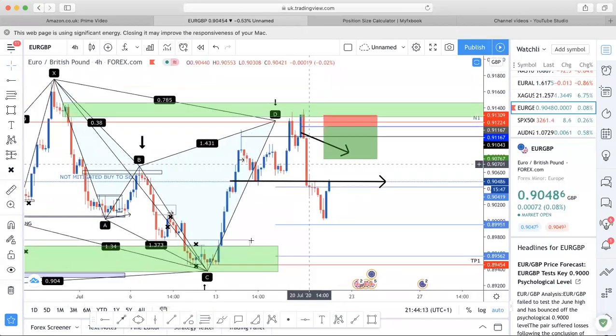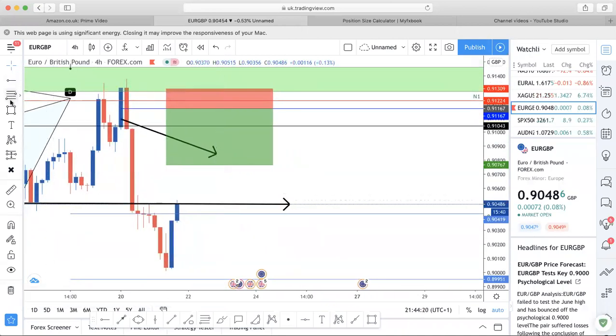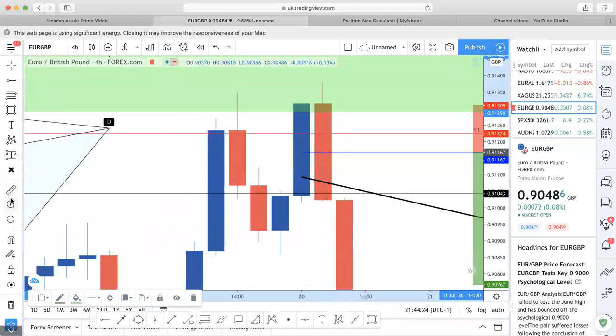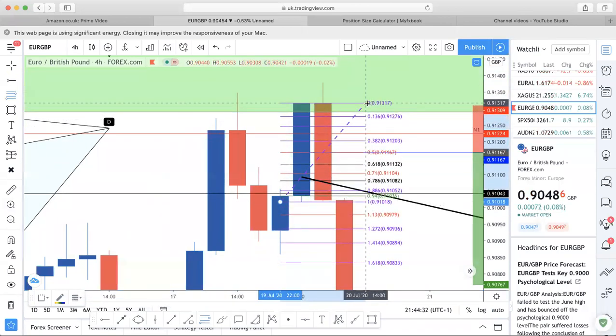And where are we targeting? Where did you place the FIB? Okay, so I placed the FIB from the wick. Let's make it big and make it reasonable for people to understand. So I placed my FIB from the wick right here, right, to the base body right there. And then the 50% of it. I hope that makes sense.